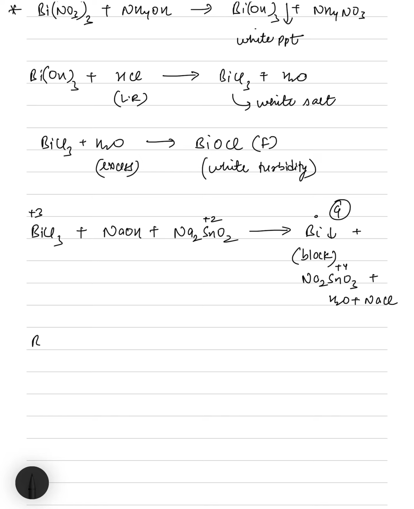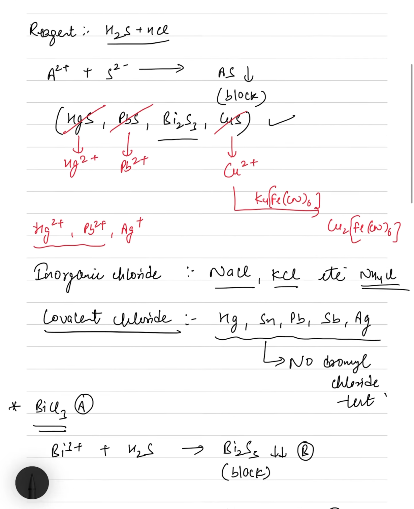If we dissolve the bismuth metal again in HCl, it will easily react with HCl and give us bismuth chloride, and along with that a release of H2 gas. And this bismuth chloride is again the compound A, with which we started this question, with which all the reactions started.